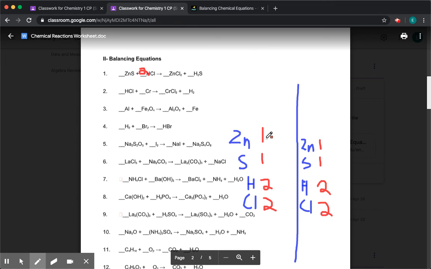Balanced. 1 zinc, 1 zinc, 1 sulfur, 1 sulfur, 2 hydrogens, and 2 chlorines on each side. So this is balanced. So for number 1, the only thing you need to add is make that a 2, and the rest of these are fine as 1s.